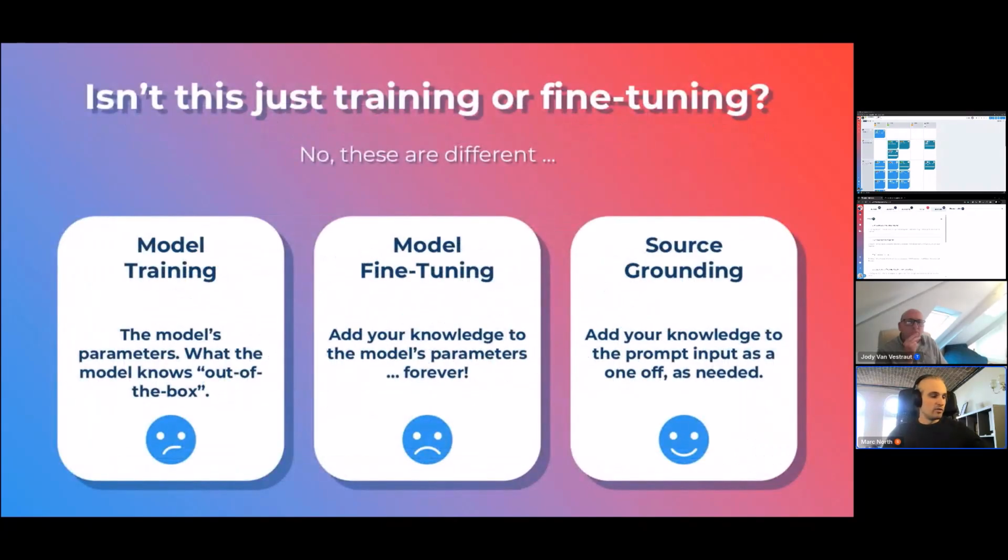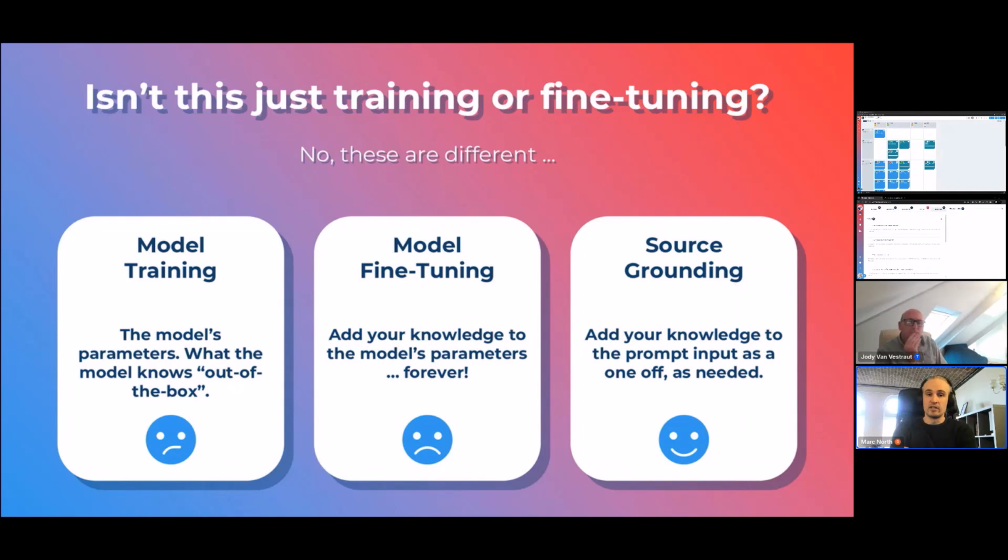So the question that kind of comes up here is, isn't this just training or fine-tuning? And the answer is no, because when you hear people talk about AI, you will often hear the word training used, and it's often used incorrectly, because training in an AI sense means something very specific. What training means is that you're updating the model's parameters, you're changing the model itself.